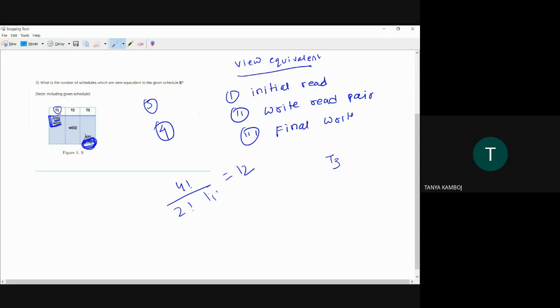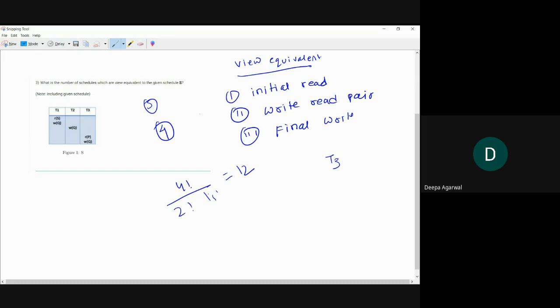Why is it 4 factorial? Yeah, because you can see that there are 5 transactions. Okay, yes, sir. But sir, in this 12, this view is already covered, the given one. The question is asking for the view equivalent to the given schedule. Including this given schedule, this is also one of the schedules. Yeah, this is correct. That's why I think the answer is 11.